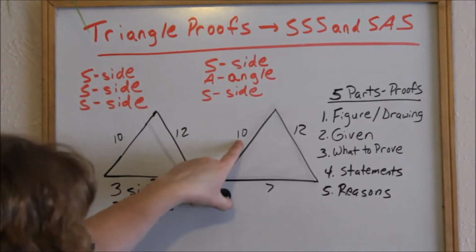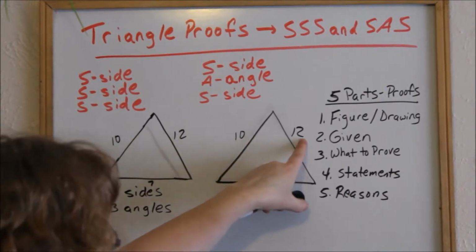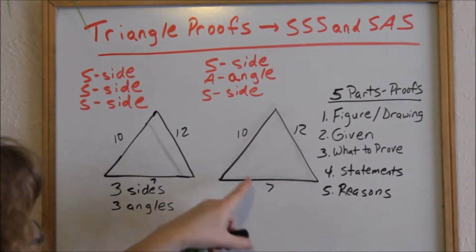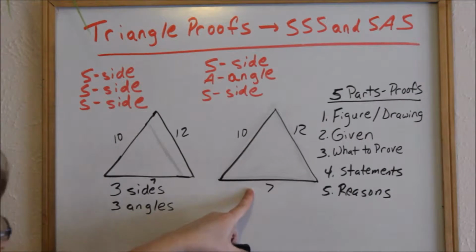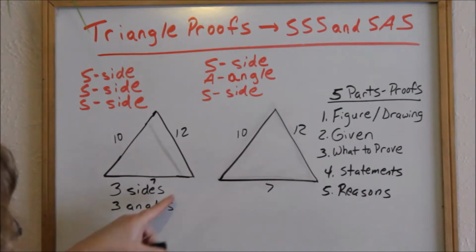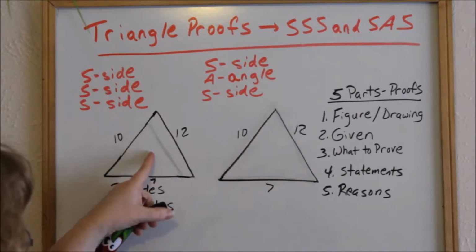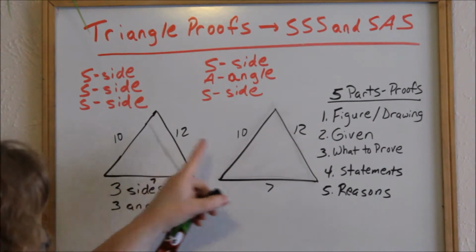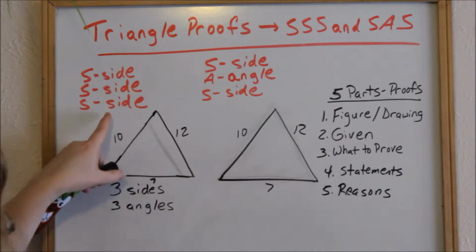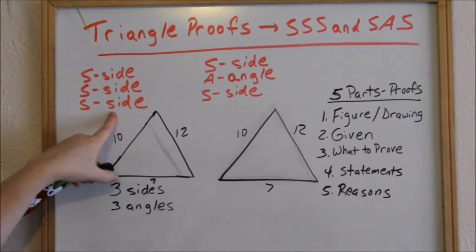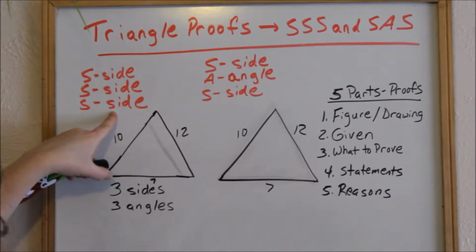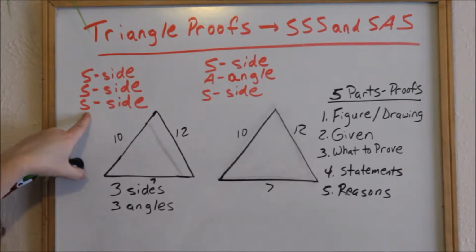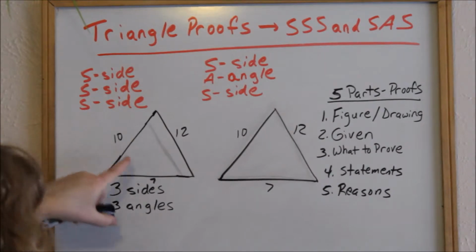This side corresponds to that side. This side corresponds to that 12. This 7 corresponds to this 7. And you would agree that these two triangles are congruent. Which means if we can prove that all 3 sides from one triangle are congruent to another triangle, then we can prove that the two triangles are congruent by the tool or theorem of side, side, side. I just say tool. We're going to say that these are tools in our toolbox, side, side, side.